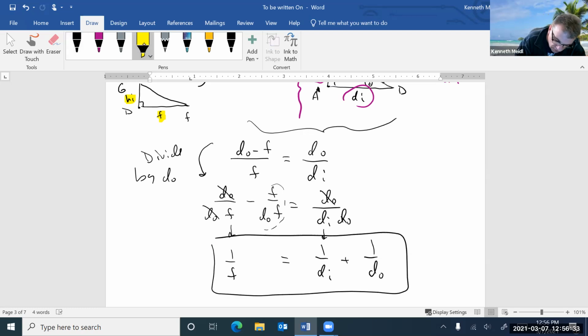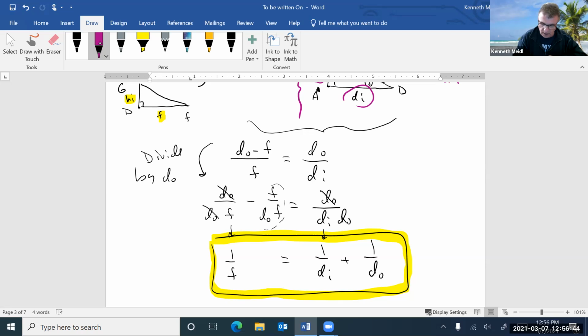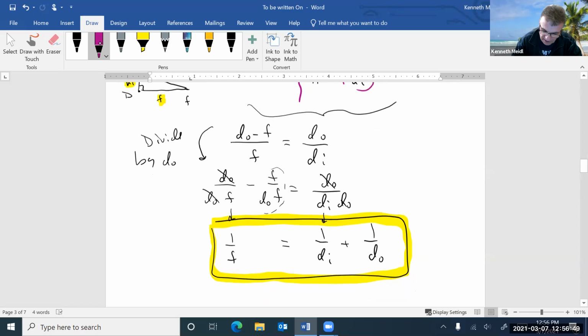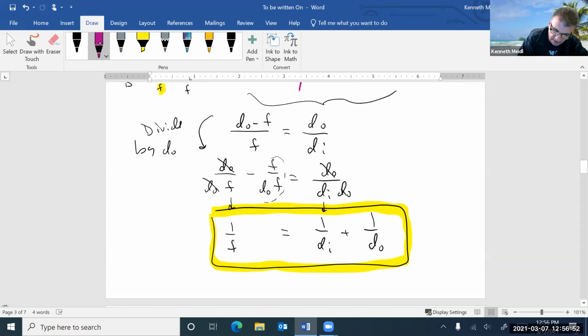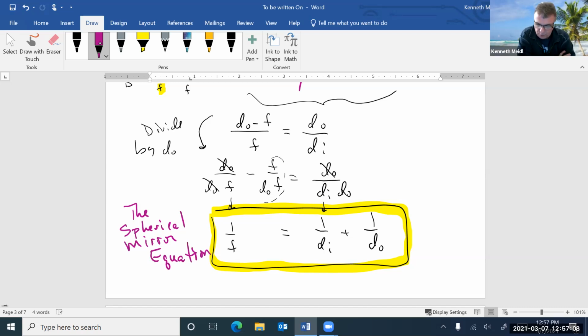And you should really right now at this point be gasping for air and be saying, oh my God, that is just unbelievably remarkable. What the heck is going on here? Because this equation is coming to us from the law of reflection, but we've seen this equation before. And this is called the spherical mirror equation. And it looks precisely like the thin lens equation.